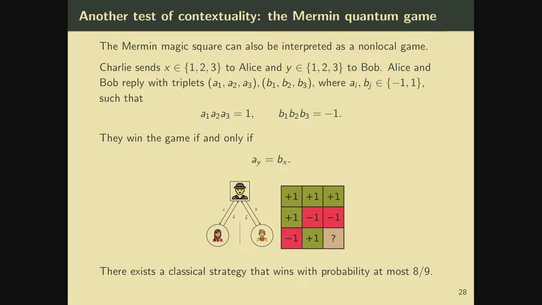When the game starts, they cannot communicate. So Alice does not know what Y is, and Bob does not know what X is, and Alice has no idea what Bob is sending back to the referee, and vice versa. The triplets should satisfy different constraints. For Alice, the product of the triplet should be 1. For Bob, the product of the triplet should be minus 1.